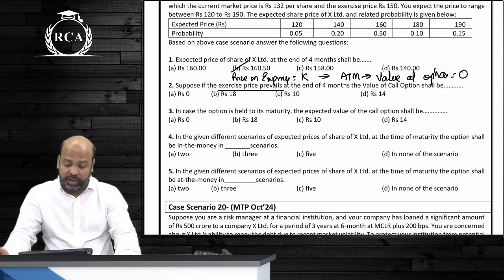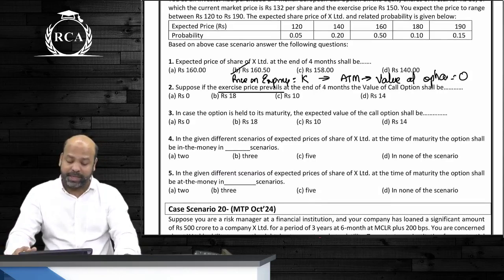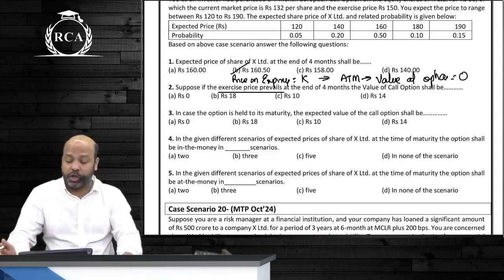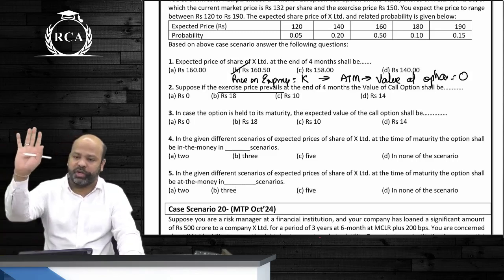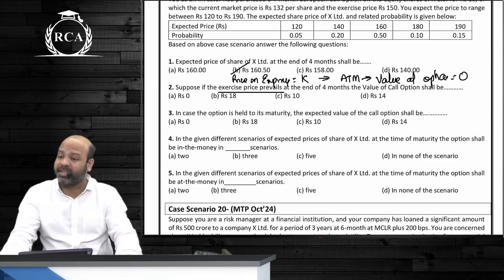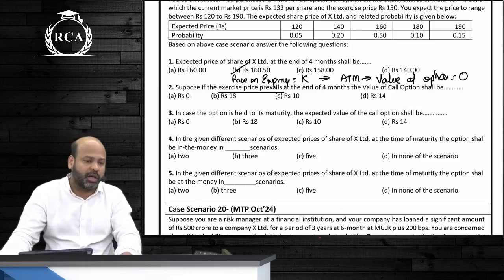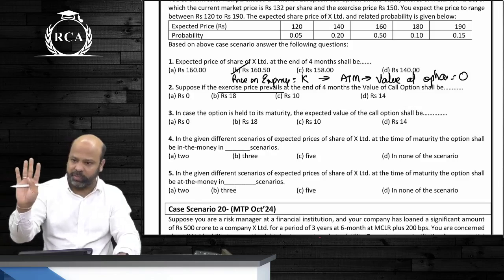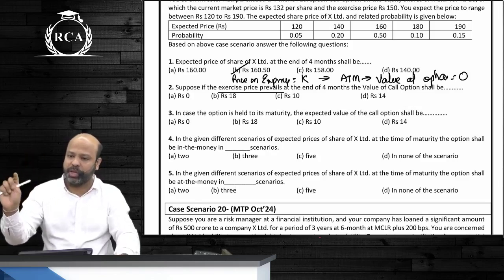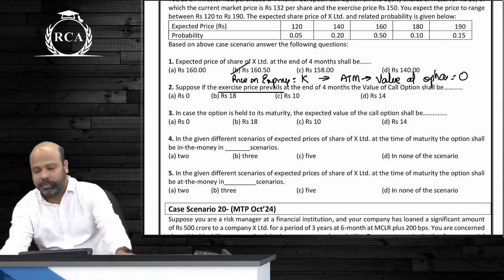In case the option is held to maturity, what is the expected value of the call option? Will you compare expected price on expiry with strike price, or will you compare individual prices? Remember I told you beta, this is expected gains approach. We did 5 option valuation models: theoretical minimum price, expected gains, binomial model, risk neutralization model, Black-Scholes model. ये कौन सा method है? Expected gains approach. Do we have that as per ICI study material? No. As per ICI material, there are only 3 things: binomial, risk neutralization, and Black-Scholes model.